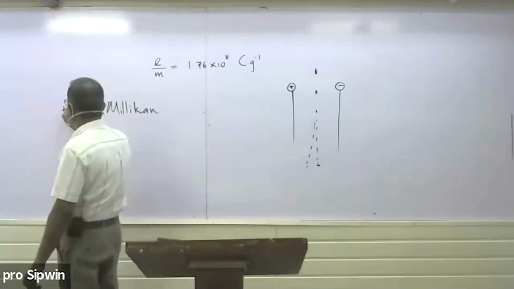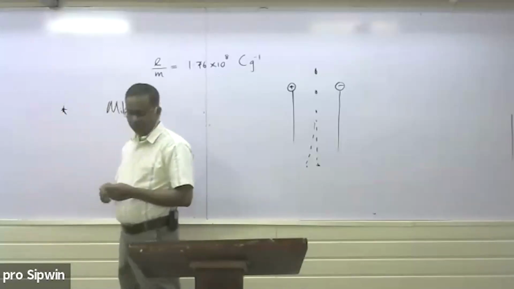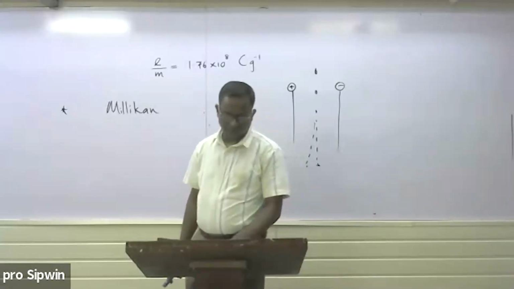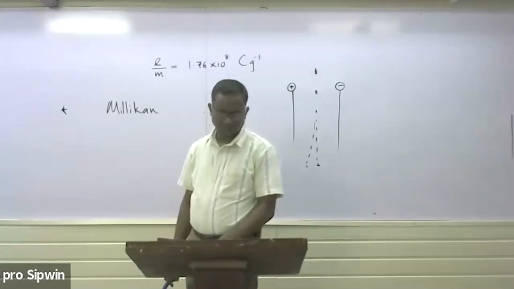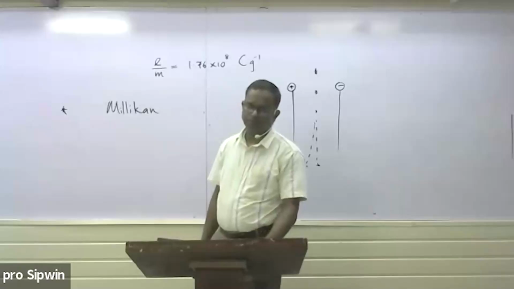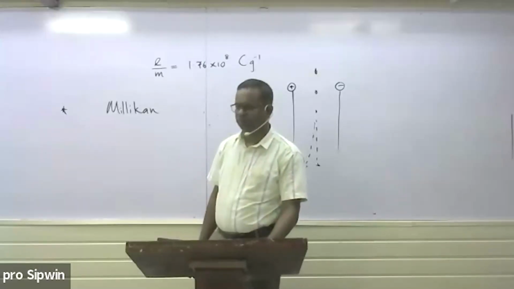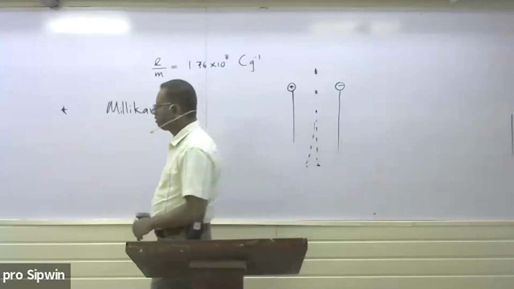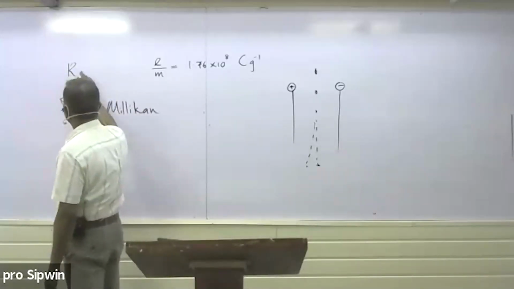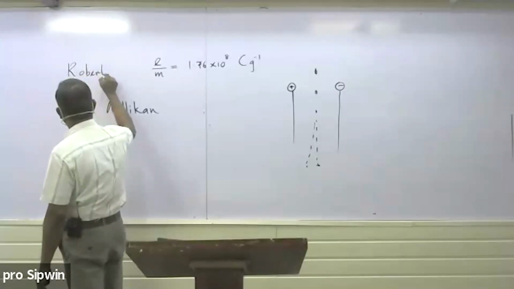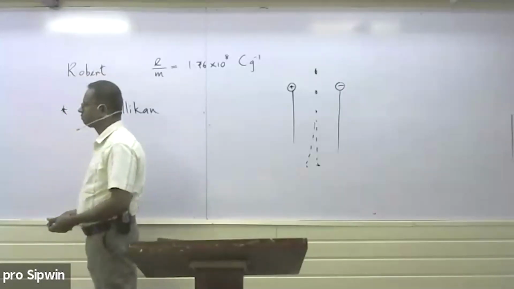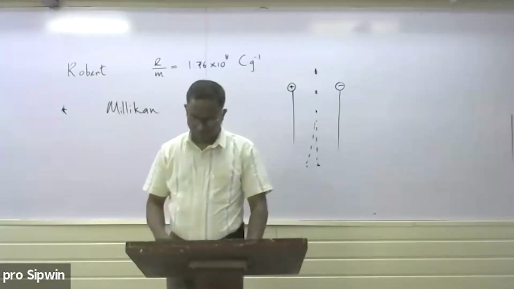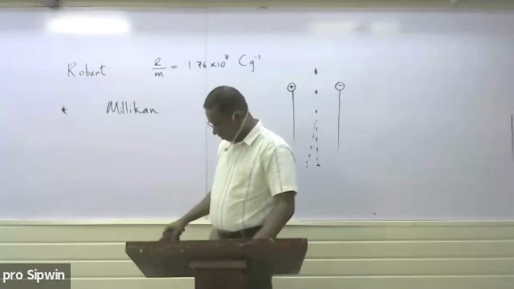Asterisk mark. The scientist called Millikan, Robert Millikan, did an experiment.